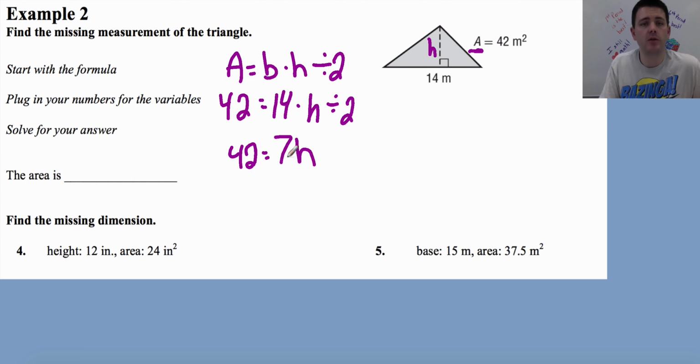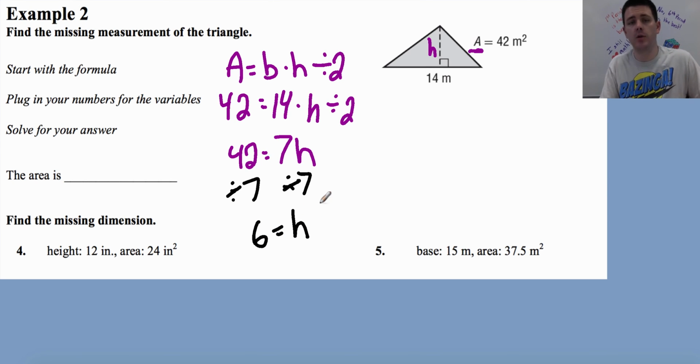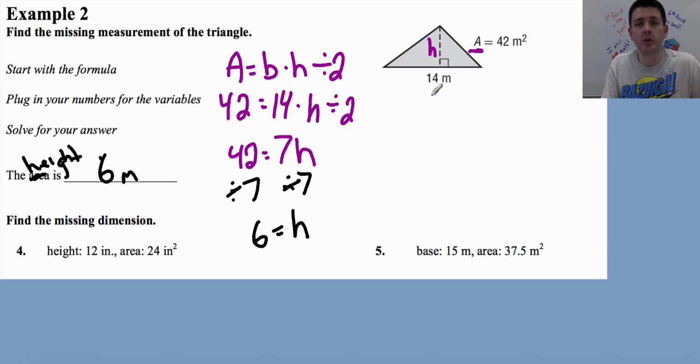What did they do to h? Well, they multiplied by 7. So I'm going to divide by 7. But I'm going to do the same thing on both sides of my equation. 42 divided by 7 gives me 6 is equal to h. So I just solved a multiplication equation is all. So this one should say my height is 6 meters. Since we're dealing in meters, we're going to keep it as meters.